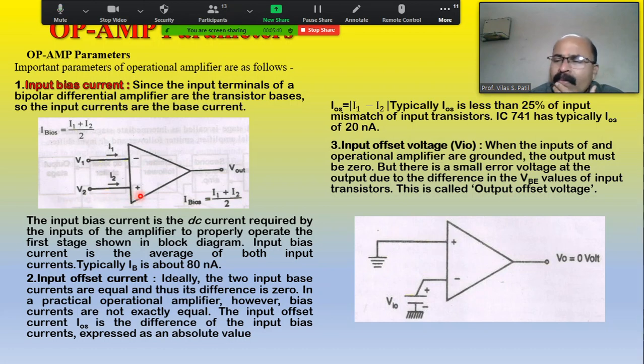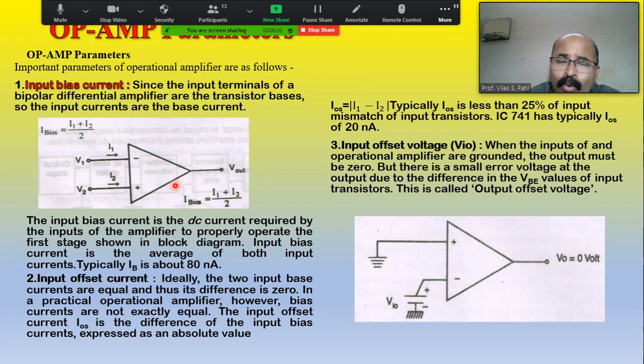V2 is the positive, that is, the non-inverting voltage. I1 and I2 are the base currents flowing through the bases. And what about the output? The output has an amplification factor, so it can amplify the difference between the inputs, and so it will be known as a differential amplifier, or in this case an operational amplifier.